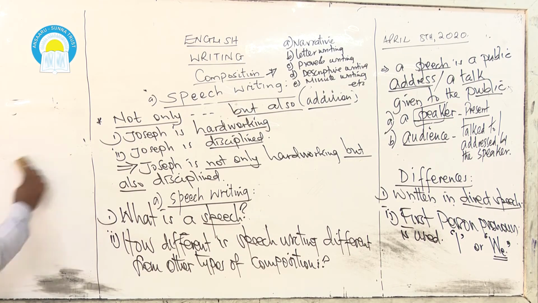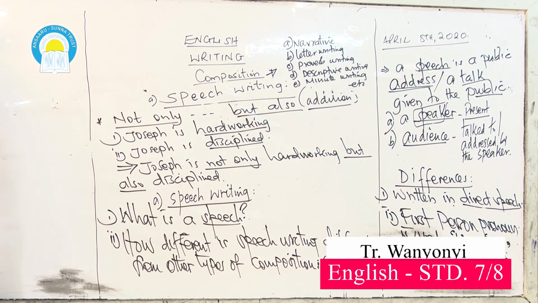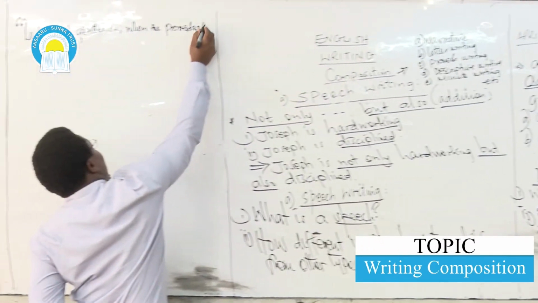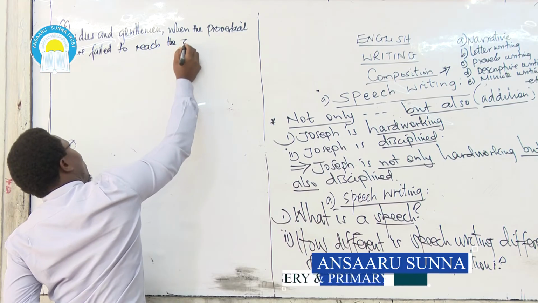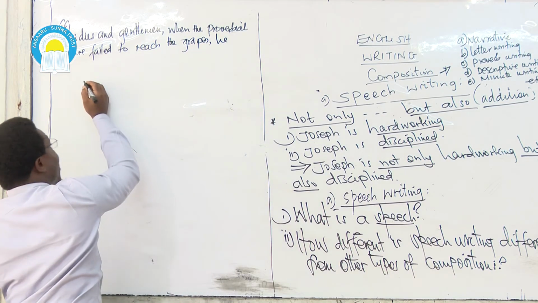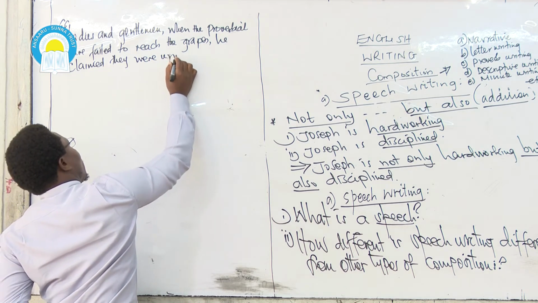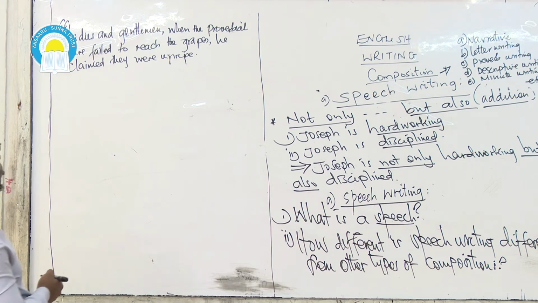Consider the following simple paragraph. Ladies and gentlemen, when the proverbial hare failed to reach the grapes, he claimed they were unripe.